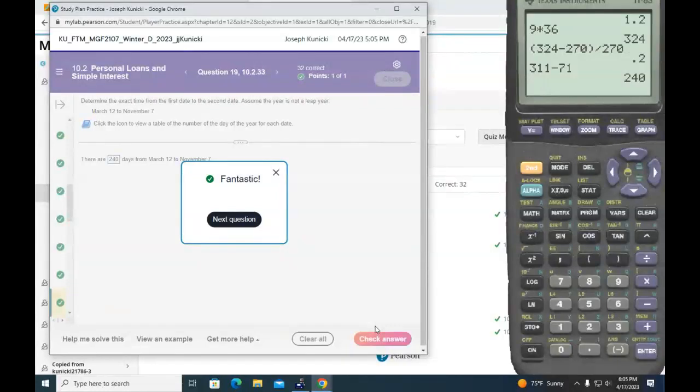So if it was a leap year, you would just add one more day in there and make it 241? Well, not for this one, because they're both after February 29th. The only time you have to worry about it is if February 29th comes between your two dates. If it was a leap year, then it would have been 312 minus 72. It still would have been 240 days, because they both happened after February. So you would add one to both of them, but it doesn't really matter. The only time it matters for a leap year is when February 29th is between the two dates. Okay.